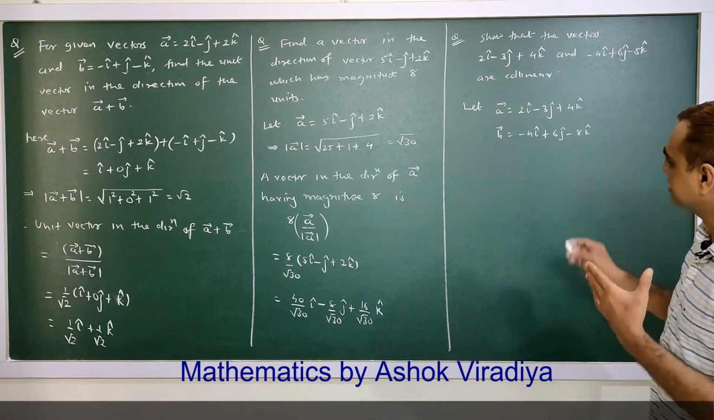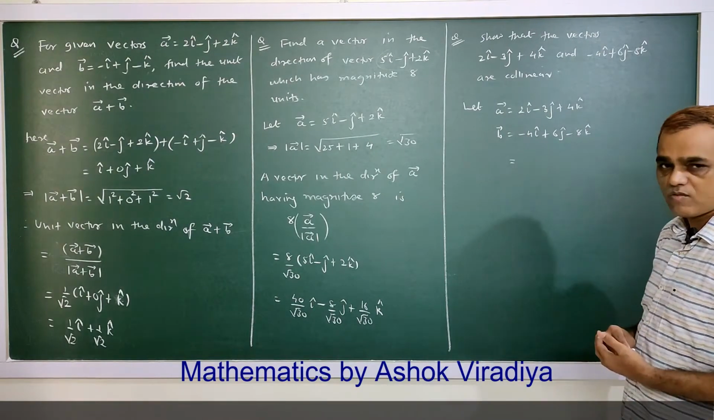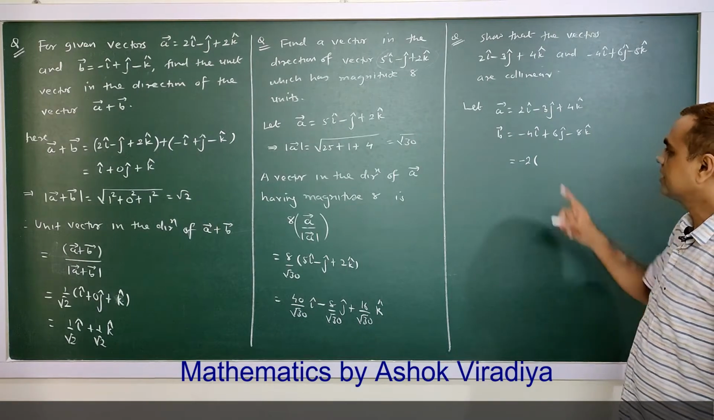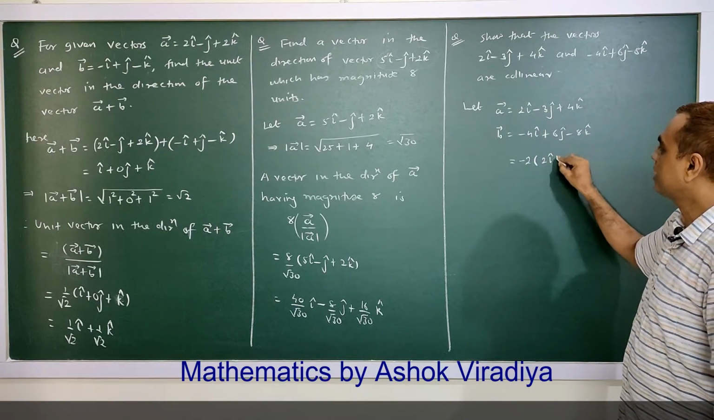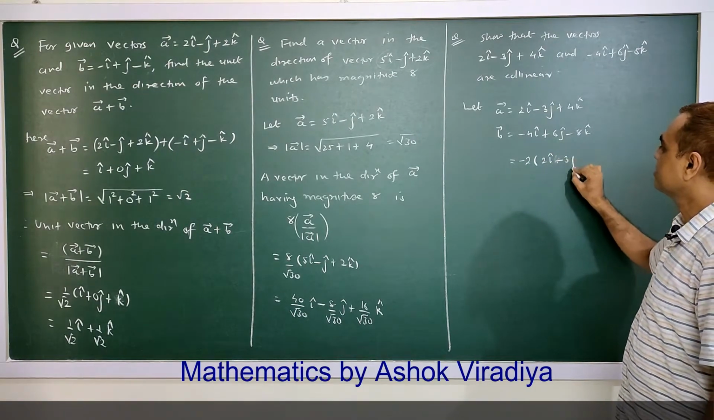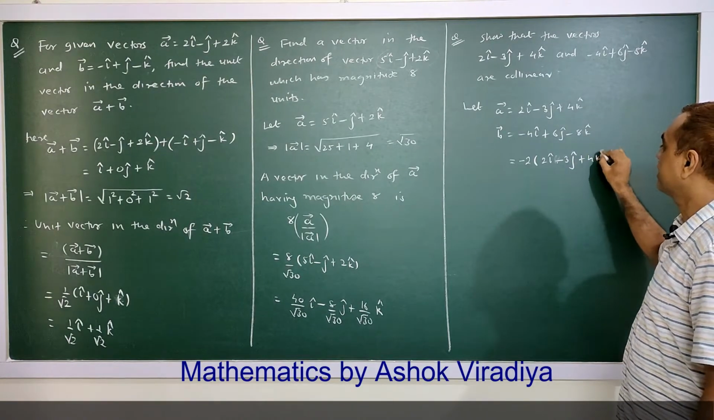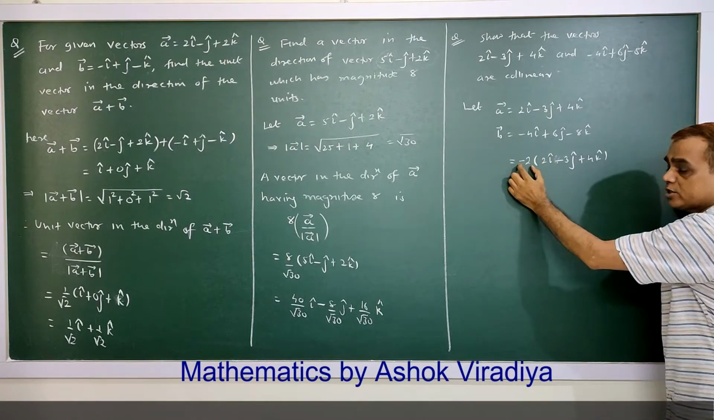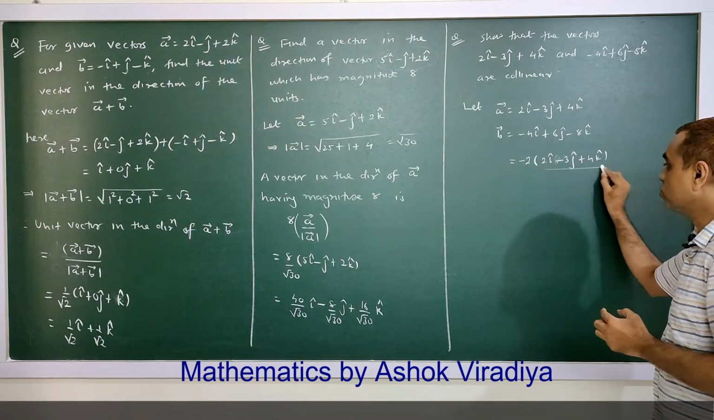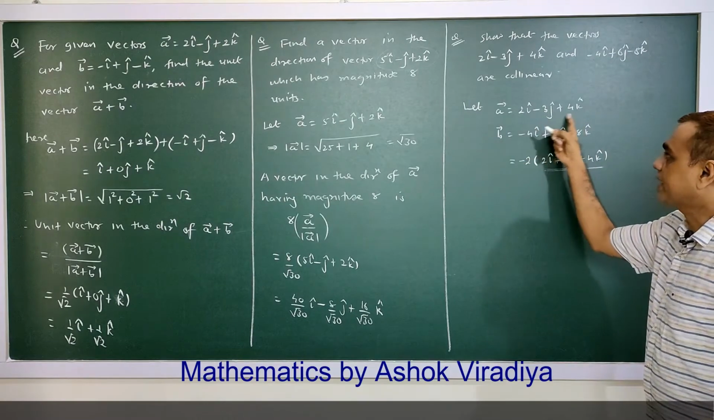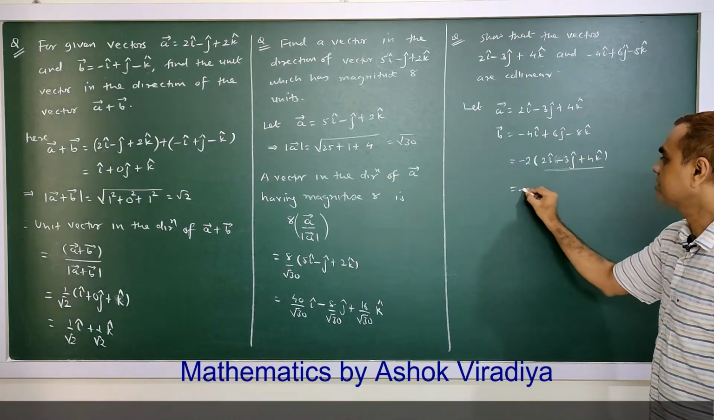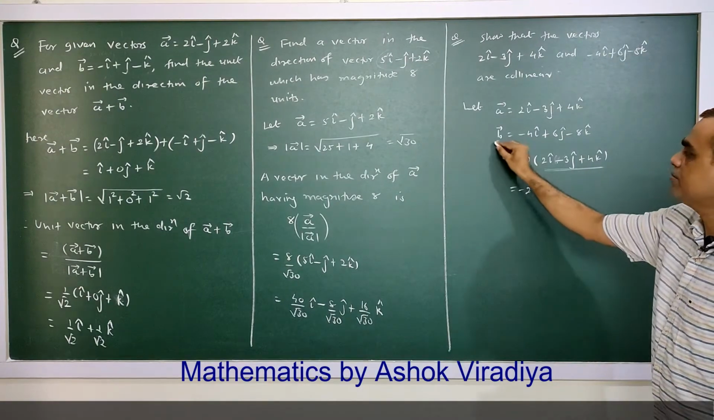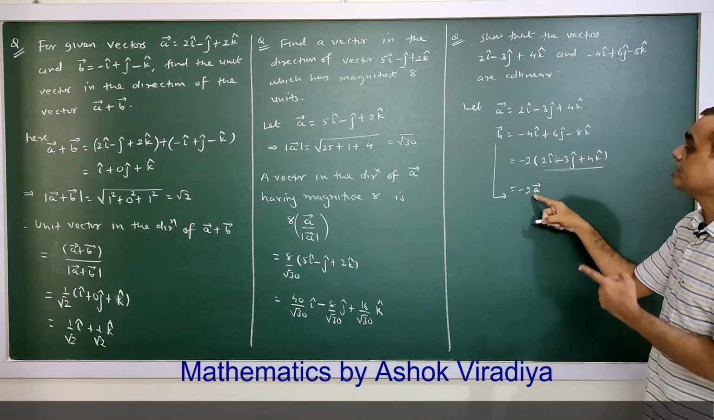So it can be expressed as, taking minus 2 common, inside we have 2i minus 3j plus 4k. Why have we taken minus 2 common? Because taking minus 2 common, with minus 2 we are getting vector A. This is minus 2A. So what is B bar? B bar is minus 2 times A bar.